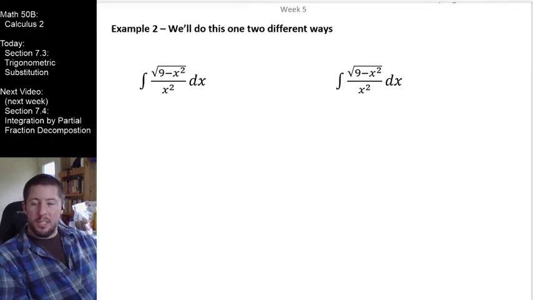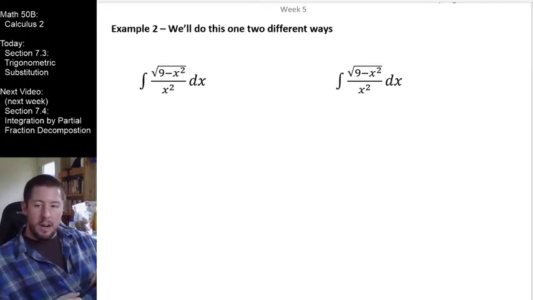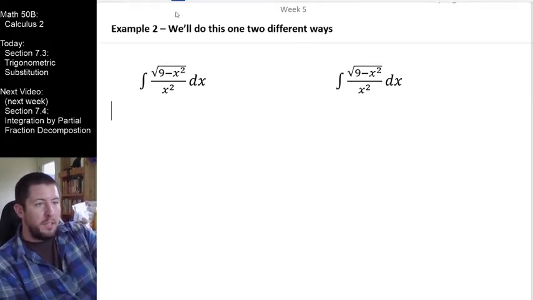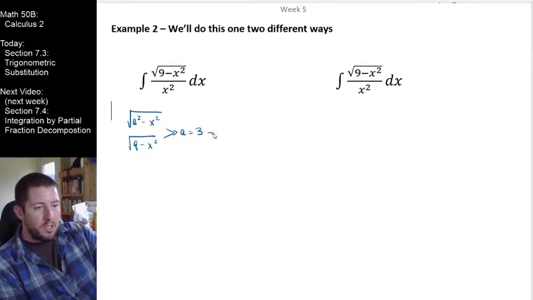But we're going to suggest to ourselves maybe this would have worked out if we did cosine instead. All right, so I'm seeing here the square root of a squared minus x squared. We have the square root of 9 minus x squared, so it seems like we should be having a equals 3. And so in this case, we are going to do x equals 3 sine theta as our substitution. This is going to give me a dx of 3 cos theta d theta.